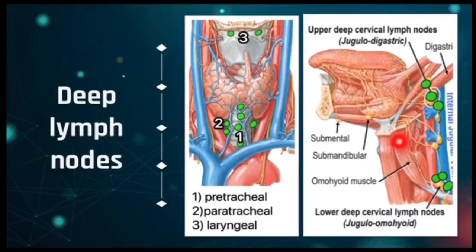The laryngeal nodes, also called the infrahyoid lymph nodes, give drainage to the larynx. On each side of the neck are the upper deep cervical lymph nodes, also called the jugulodigastric group, which give drainage to the tonsil and tongue. The lower deep cervical lymph nodes, also called the jugulo-omohyoid, give drainage to the tongue.